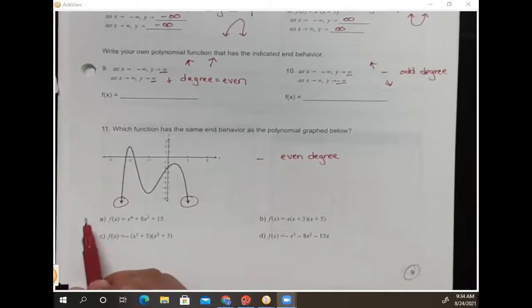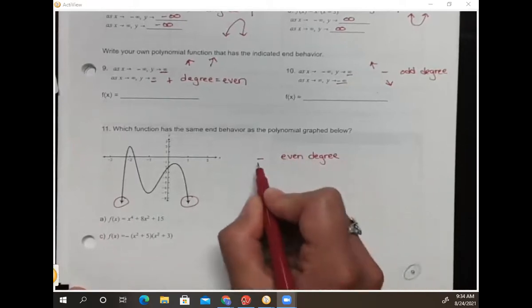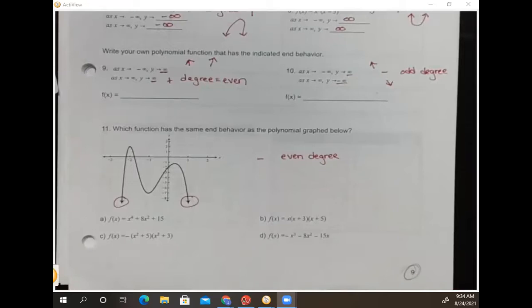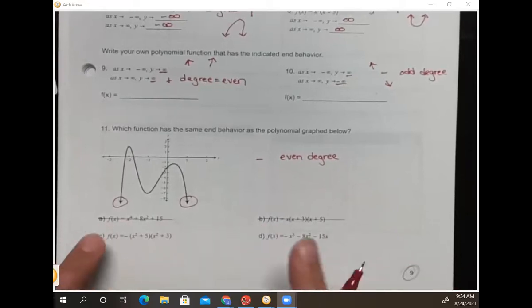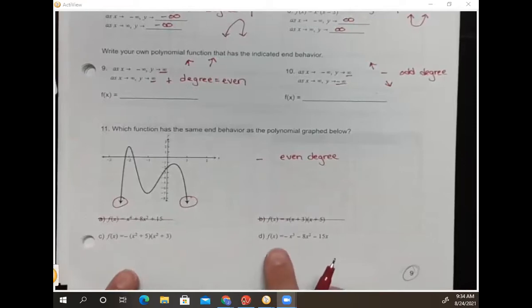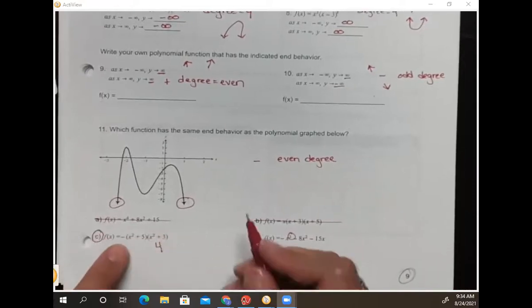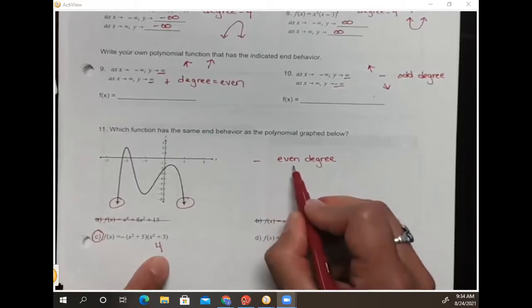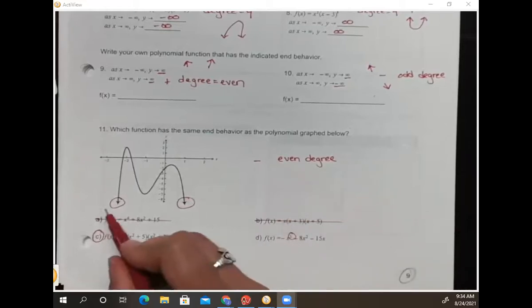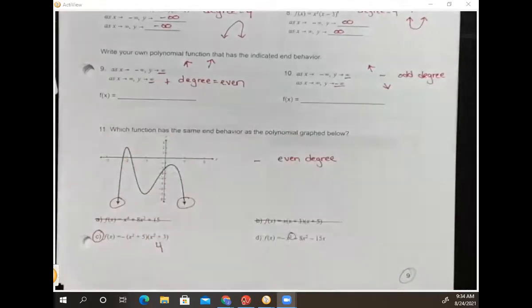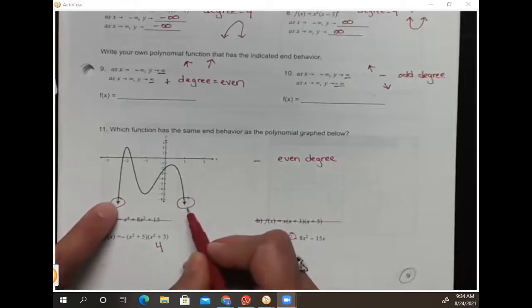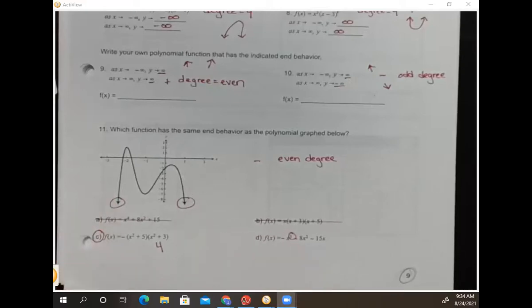So of the functions I have down here, which of them has an even degree and a negative lead coefficient? I can throw out A and B because they don't have negative lead coefficients. And then if I look at degree, D has a degree of 3, C would have a degree of 4. So since C is also a negative lead coefficient and an even degree, it's going to have the same end behavior. The middle part of the graph may look different. It might have different x and y intercepts, different minimums and maximums, but the ends are both going to go down, just like they do for our graph here.